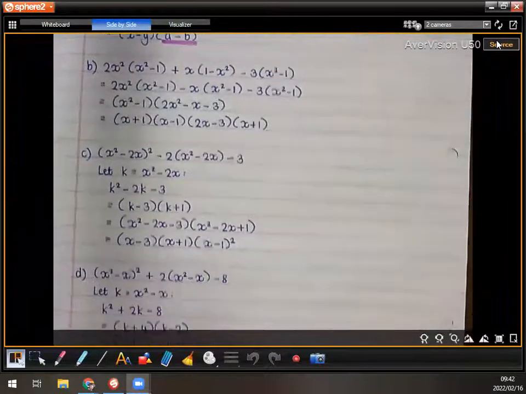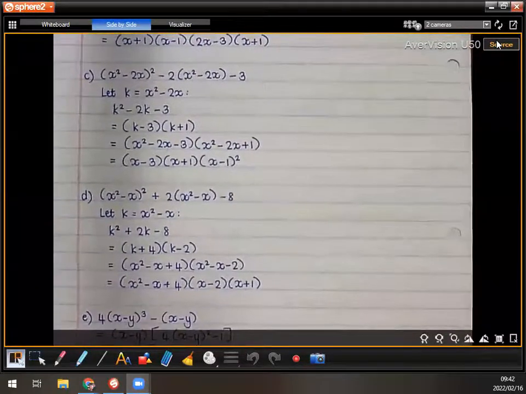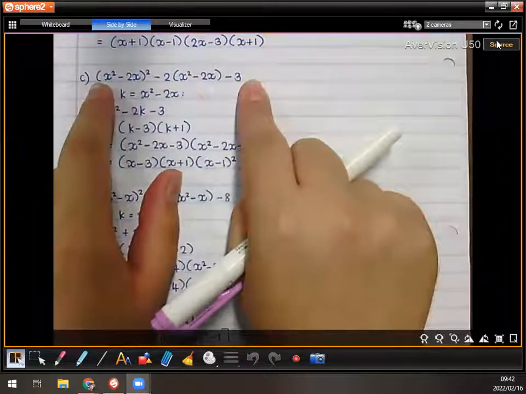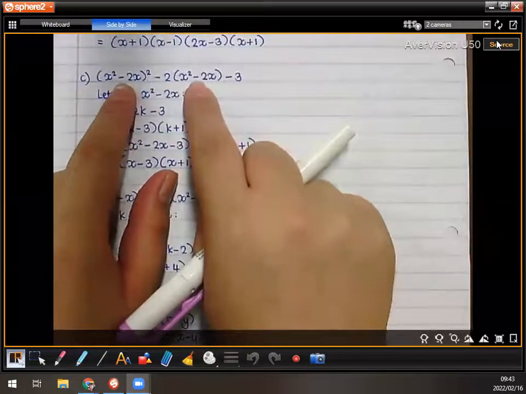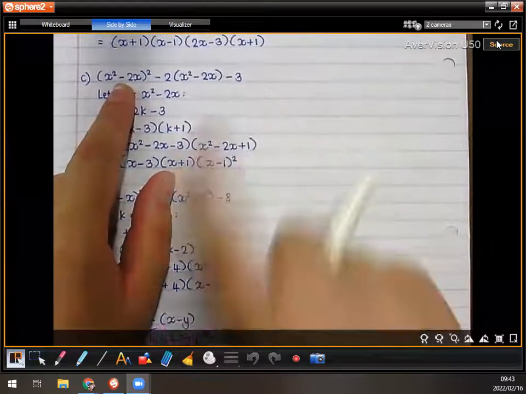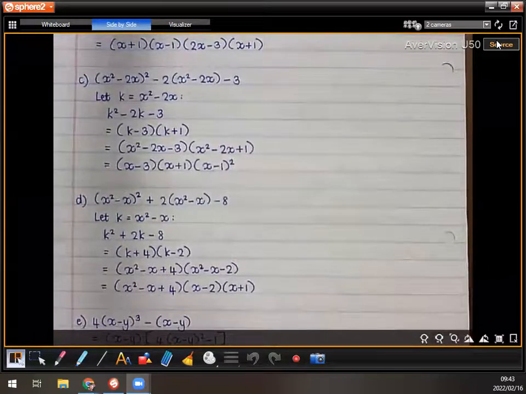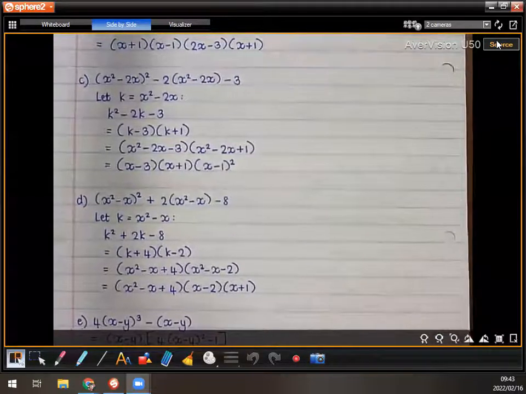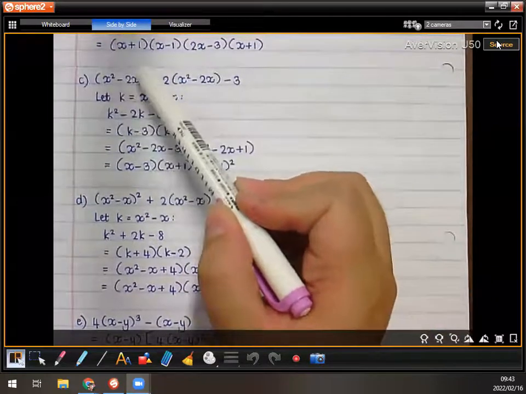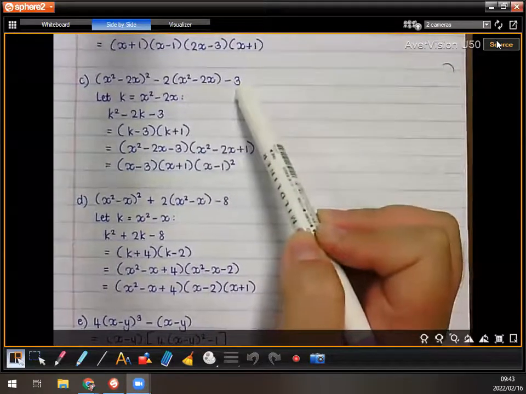Okay, C and D, those are the questions where I actually did use substitution. And the reason for that is, if you're looking at this, it almost looks like we have a common bracket. But then what about the minus 3? The minus 3 doesn't have that bracket attached to it. So it's not a traditional common bracket type question. Now you need to look at this and realize, oh, I have a bracket squared minus 2 times that same bracket and then a constant term.